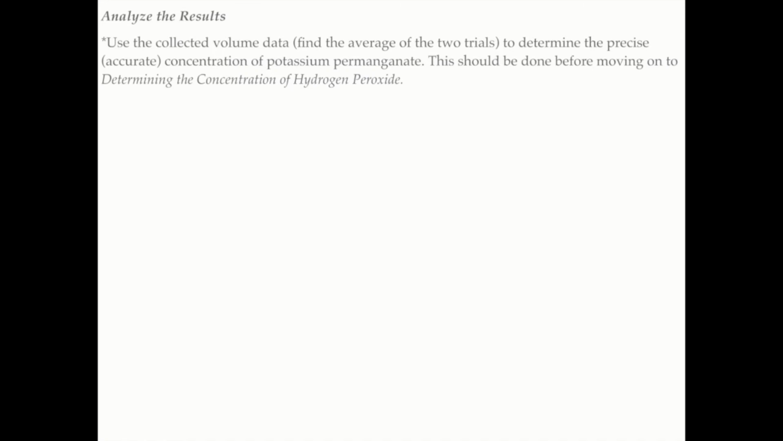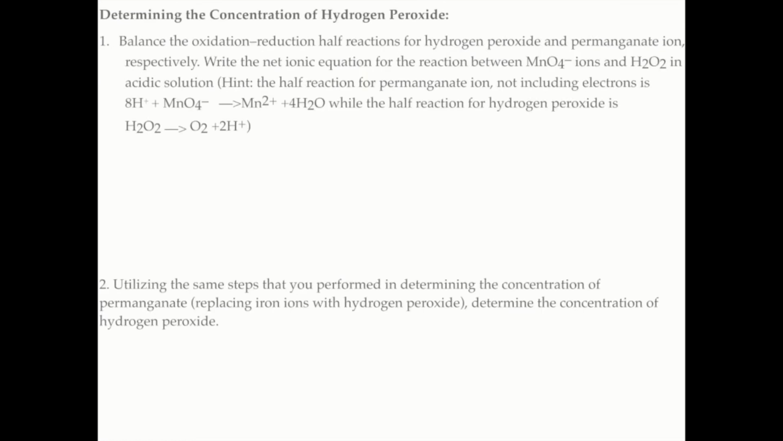Okay, so you'll do that, and then you're going to determine the concentration of hydrogen peroxide. It is the exact same steps, and I'll show you that in 1 second. I'll re-explain really quickly. But before we can do that, you need to write out the full reaction between the potassium permanganate and hydrogen peroxide. So write out that full reaction, okay? And then finally, you're going to use the exact same steps that I just showed you for determining the concentration of potassium permanganate. Now you're going to do the exact same thing, except you're going to replace iron ions with the hydrogen peroxide, and now you're going to determine the concentration of the hydrogen peroxide.